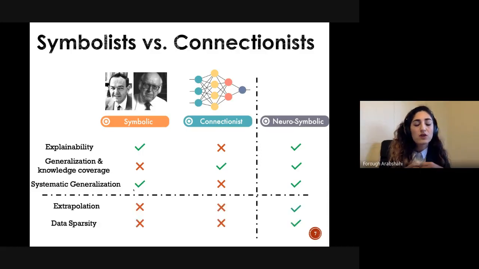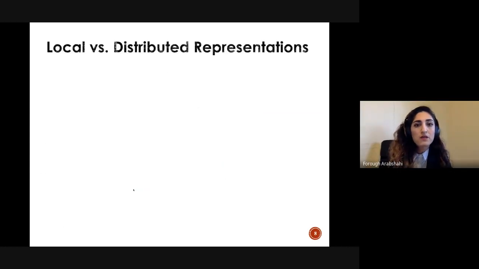And specific to the neuro-symbolic models that I develop is the capability of extrapolating to harder reasoning problems, and also defeating data sparsity, because often connectionist methods are very data hungry. And I focus on developing efficient learning algorithms. So let's see why neuro-symbolic models allow us to overcome the limitations of these views. It all comes down to the local versus distributed representation views.